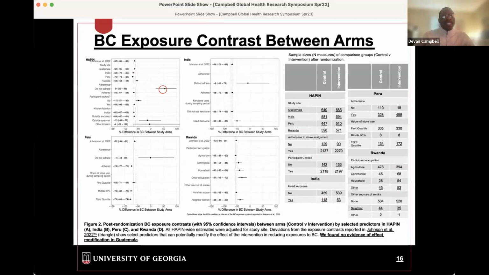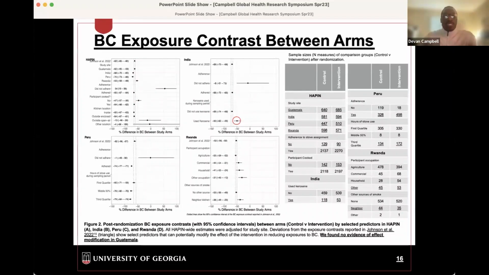Now, this is going to be an instance where the control group is using an LPG stove, and the intervention group is using a traditional biomass cook stove. We also see that the contrast is attenuated for participants that did not cook during the 24-hour sampling period.